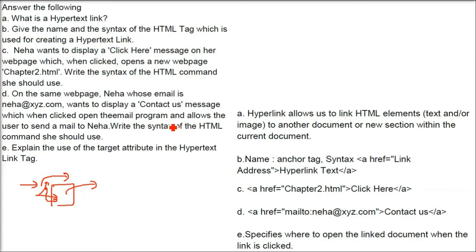It can take you to another website, to another page of that website, or to the same section. Give the name and syntax of the HTML tag which is used for creating a hypertext link. This is the anchor tag. So you will start with the anchor tag, and href is the link address. You have to write this link address, whichever it may be. Now you want the user to click so that it goes to certain things. So this is click me or something, the hypertext link text you will give, and you will have to close it with a.